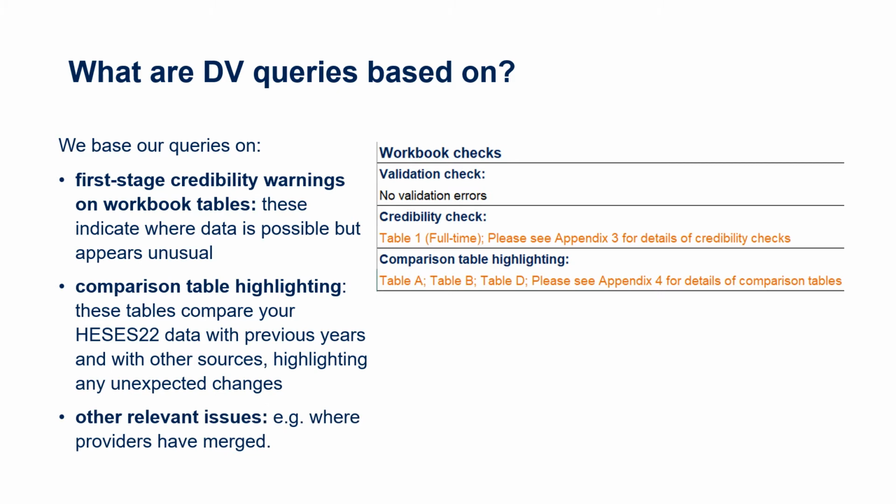We may base queries on other relevant issues as well. These won't necessarily be highlighted in your workbook, but might be things which come to our attention. Some of them might actually come to light during the data verification process. It's important to know that by asking these data verification queries, it doesn't signify that we think that the data is wrong, it's just that it's unexpected. If changes are large, we would expect a more detailed explanation for the differences. Just to give you an idea of what we're discussing here, let's look at credibility warnings and comparison table highlighting a little more closely.